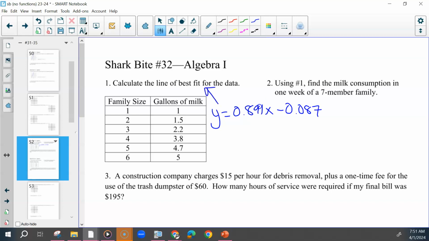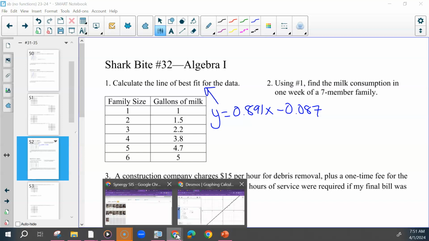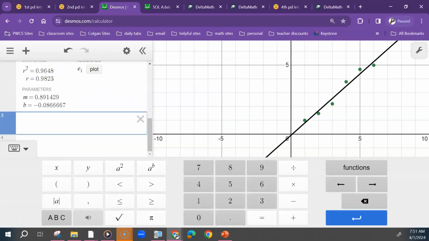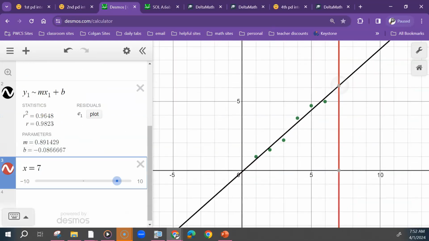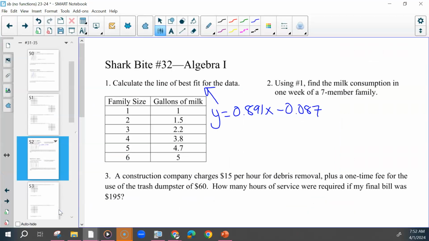And then for number 2, using number 1, find the milk consumption in 1 week of a 7-member family. So we know the family size is 7. I can type in, and that was your x column, x equals 7, and find where those 2 lines cross. And at 6.2, since all of these are to the first decimal place, that would be the milk consumption. 6.2 gallons of milk.